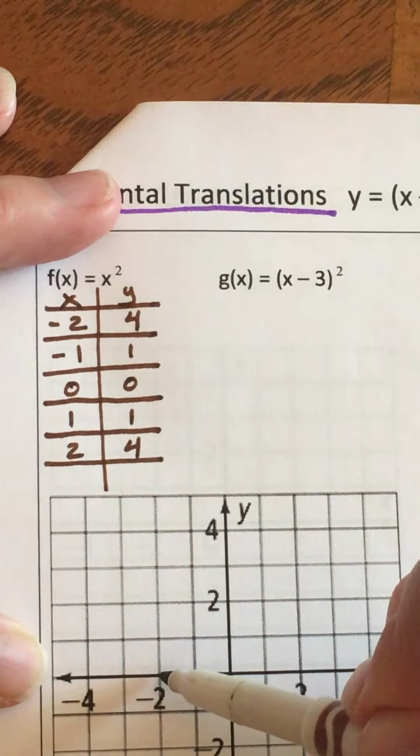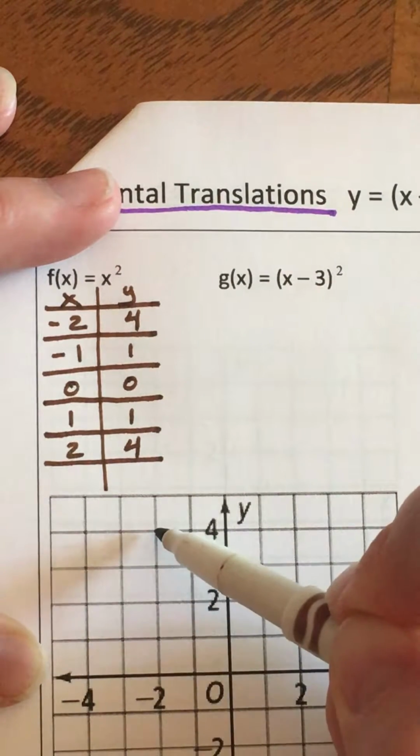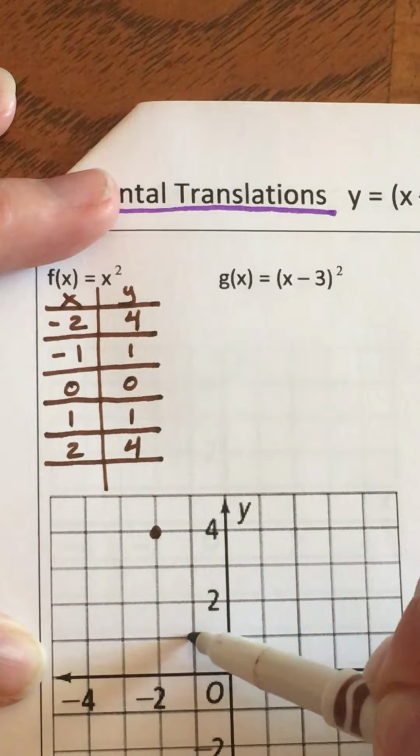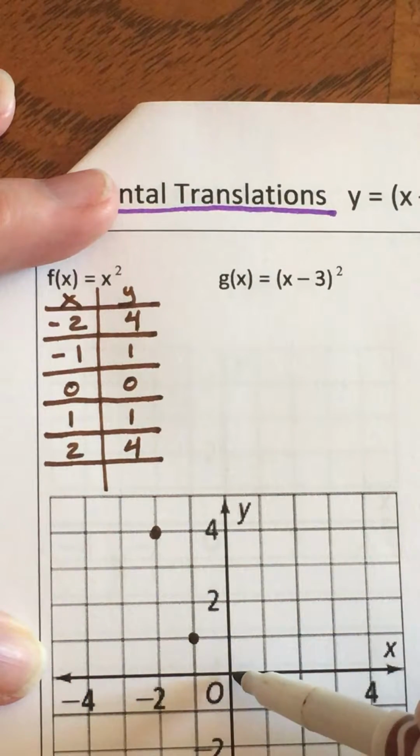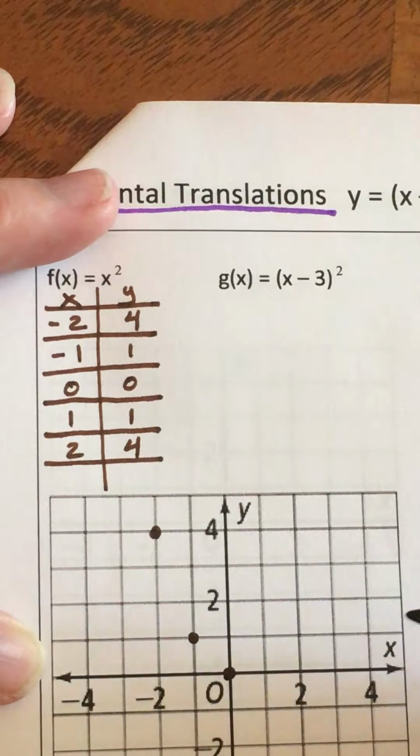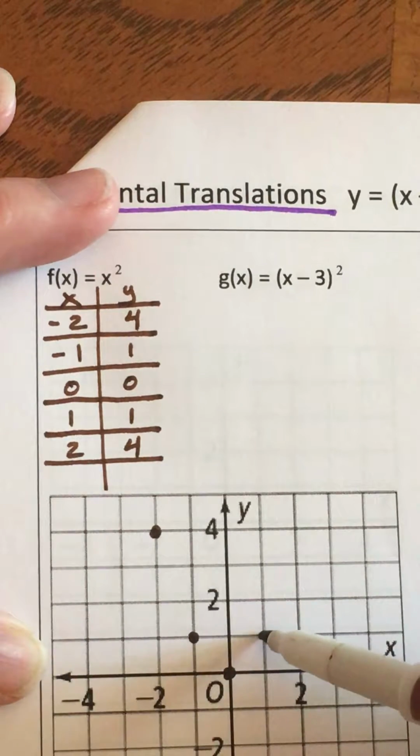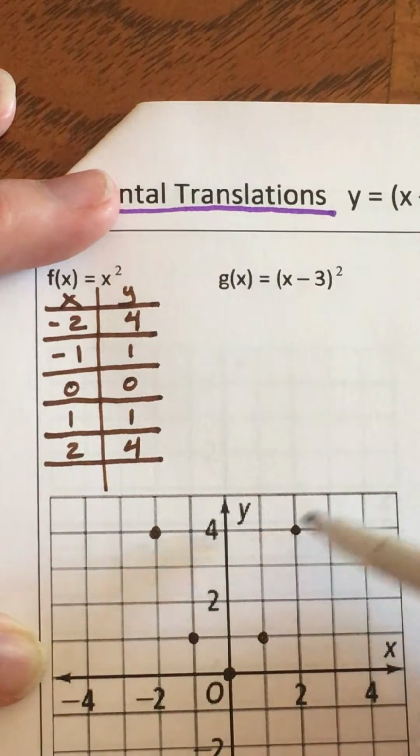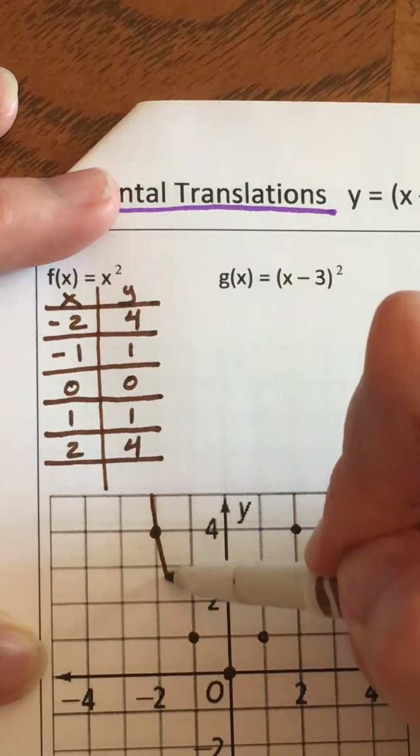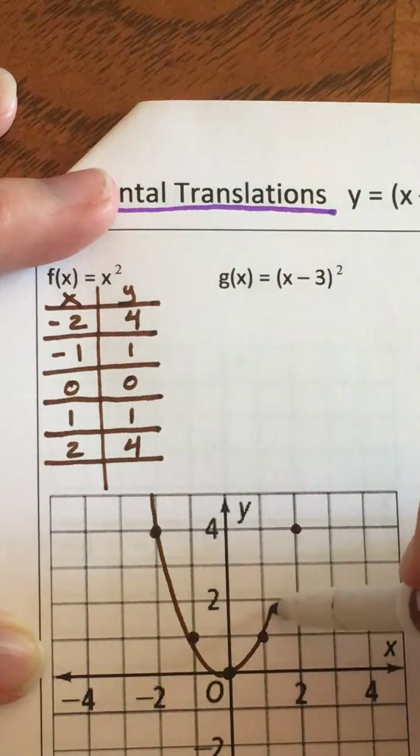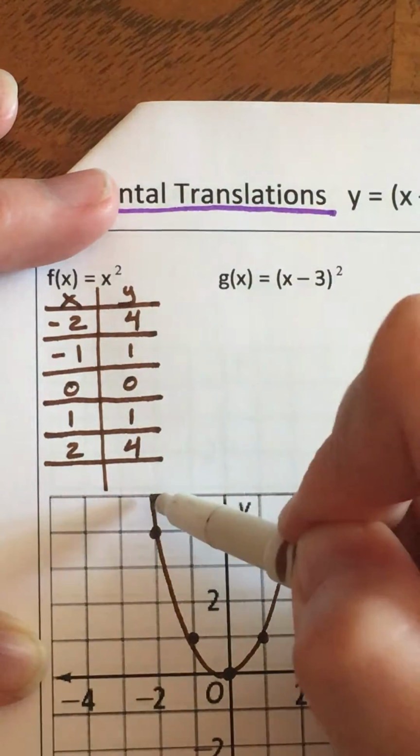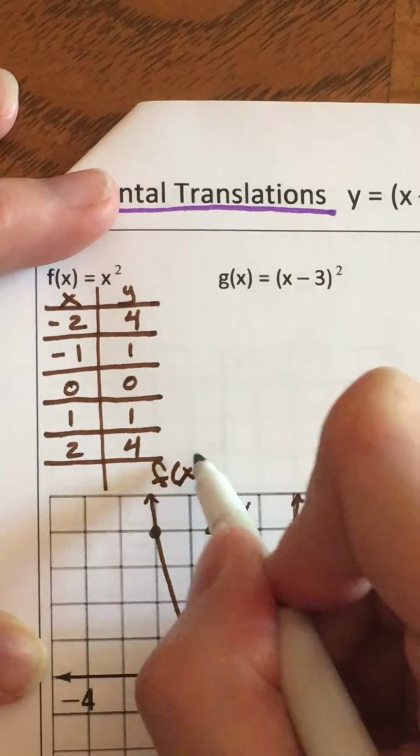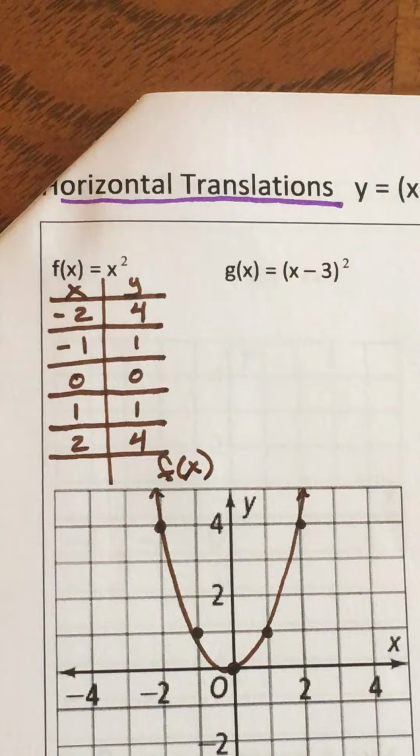All right, let's plot your parent function. Left 2 up 4, left 1 up 1, left nothing up nothing, dead center. Right 1 up 1, right 2 up 4. And there's f of x. It is nicely labeled.